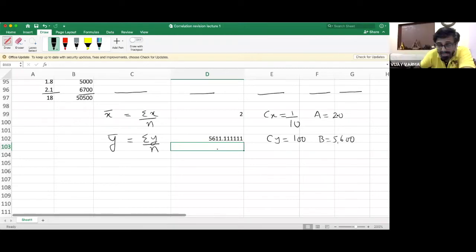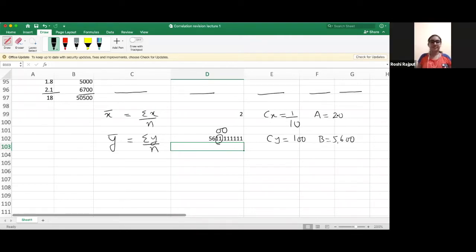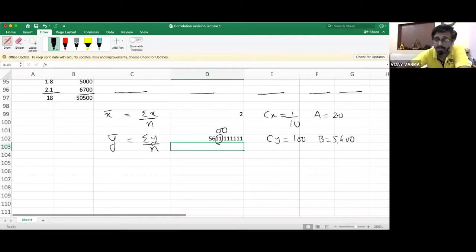Those who are not clear, see here: 5611.11. Since all the values are ending with 00, the assumed mean should also end with 00, which means it should be a multiple of 100. So near to 5611, we will take 5,600 as the assumed mean of B. Anyone who did not understand this, assumed mean of A and B, anyone who is not clear?